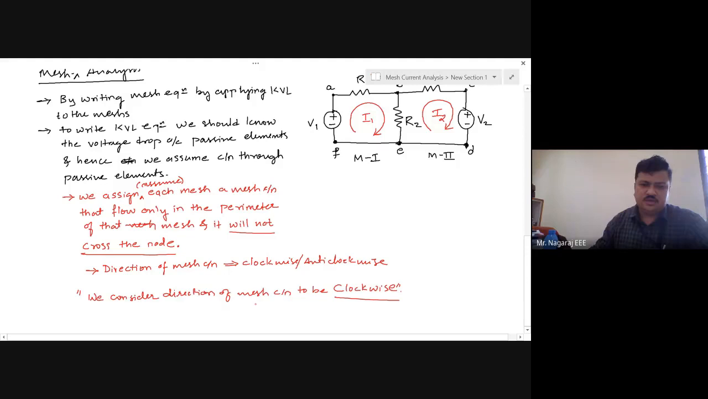In the next class, we will look into how these assumptions are applied directly and practically to the circuit, and start solving examples on circuit analysis using mesh currents.